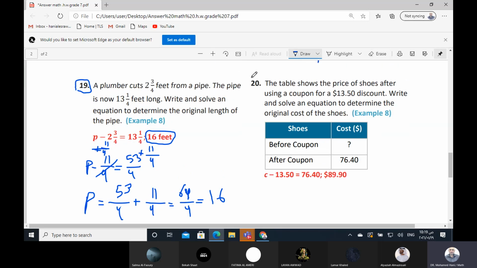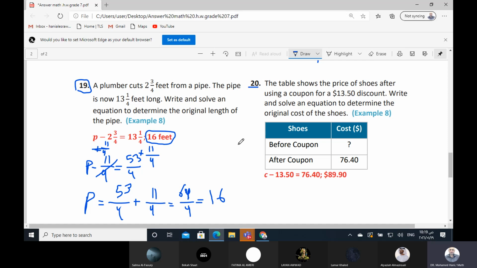Who can read exercise number 20, please? Mister, can I read? Yes. The table shows the price of shoes after using a coupon for $13.50 discount. Write and solve an equation to determine the original cost of the shoes.